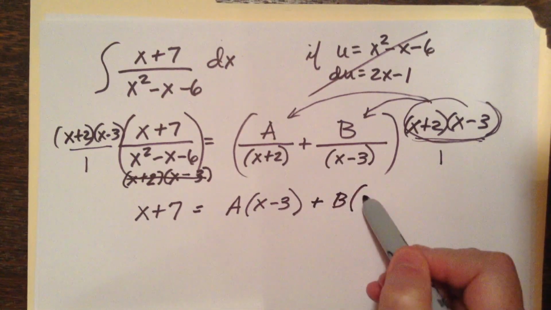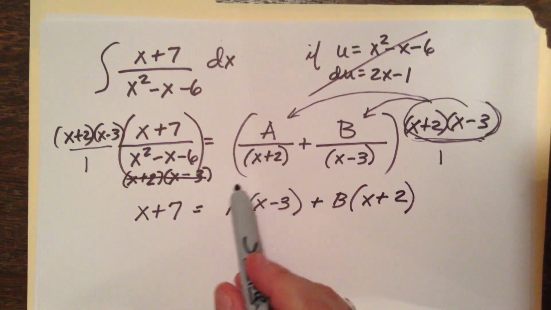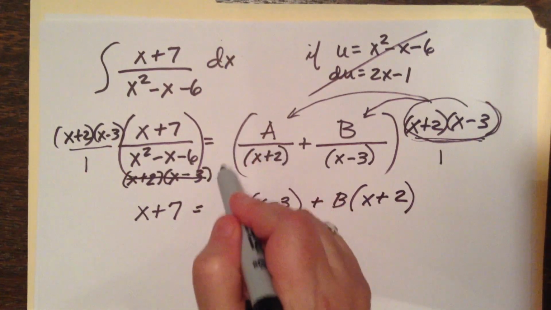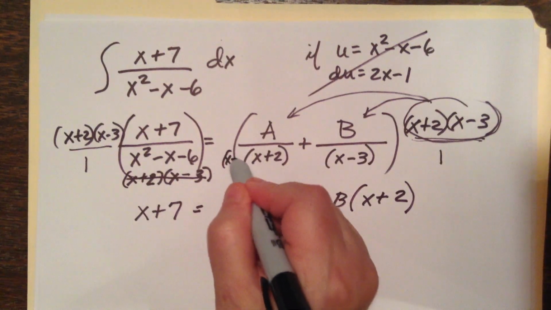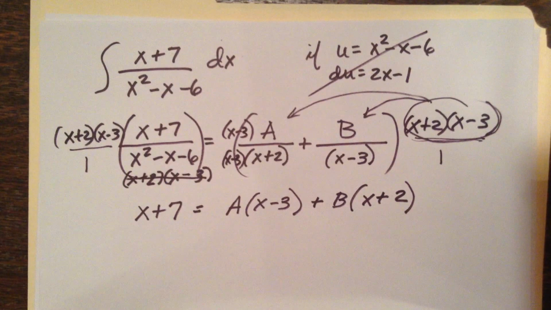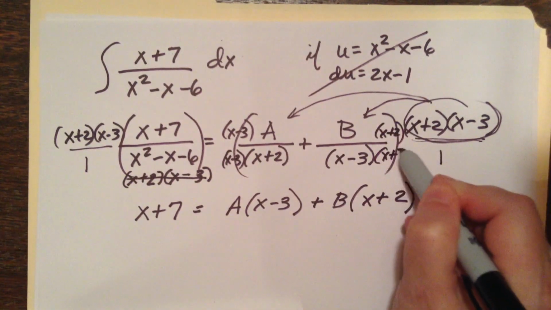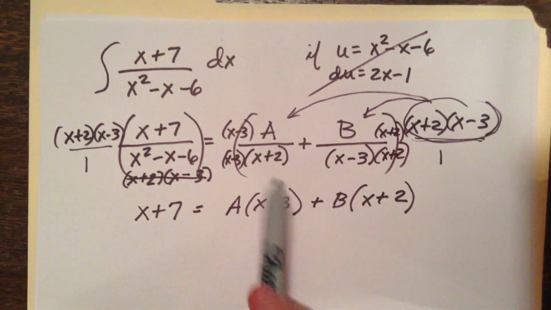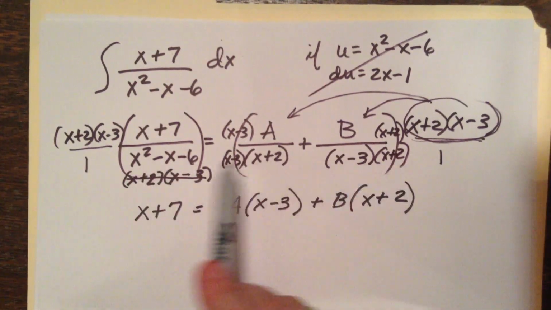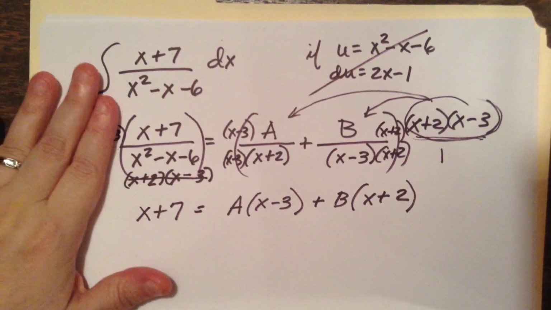And I'll have b times x plus 2. Another way to think of this is by multiplying the top and bottom here by x minus 3, and this by x minus 3, and multiplying the top and bottom here by x plus 2. In that case, you can see they all have the same denominator, so you could cancel those denominators if you did that.